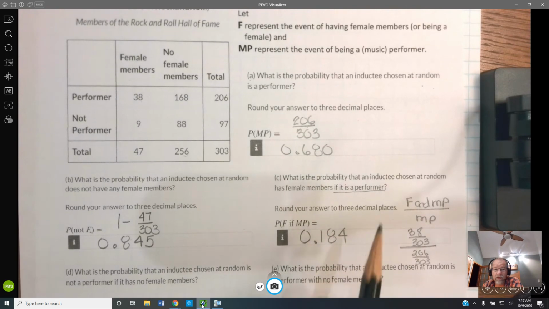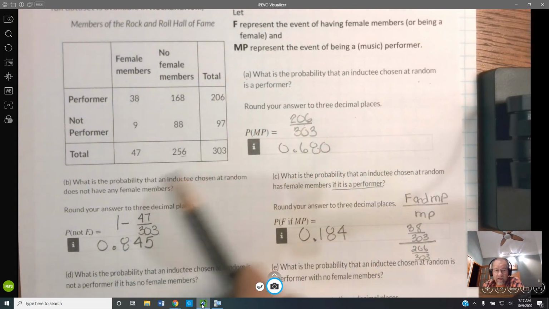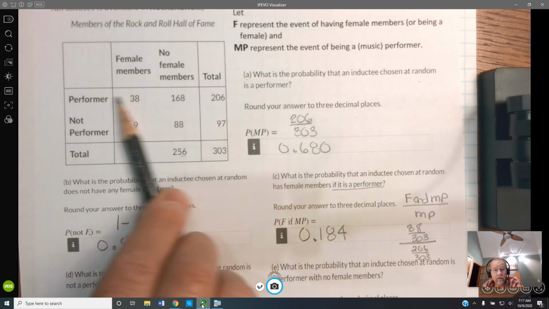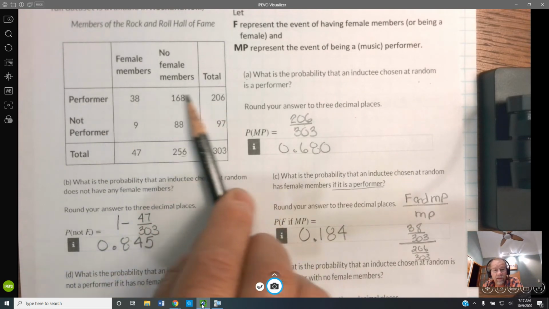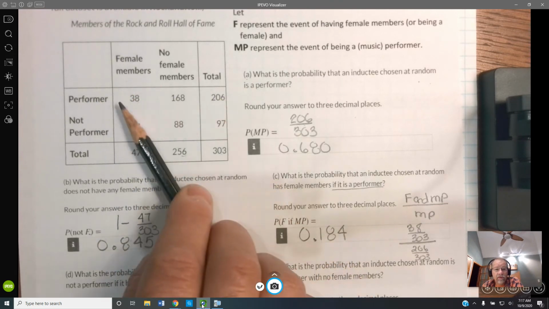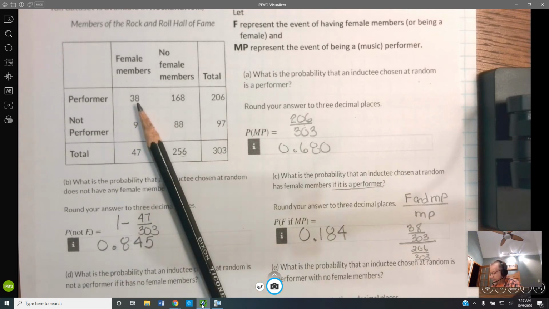Now, another thing I'm going to show you. Let's say that I have a table, and I'm lucky enough to have a table value, and I can do this. It's the probability that this happens if this is taking place. So if this is taking place: MP, just in this row right here, right? Just in this row right here. Now, in that row right there, what am I looking for? I'm looking for female.